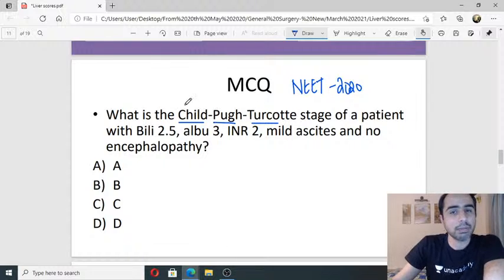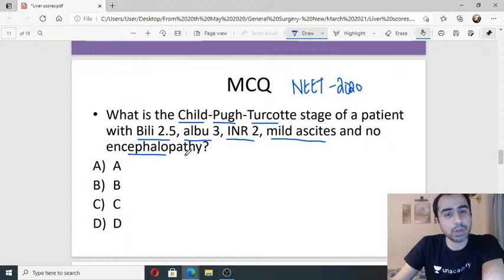So, what is the Child score of this patient? His bilirubin is 2.5, albumin is 3, INR is 2, he has mild ascites, he has no encephalopathy. Otherwise, Joshi says A.